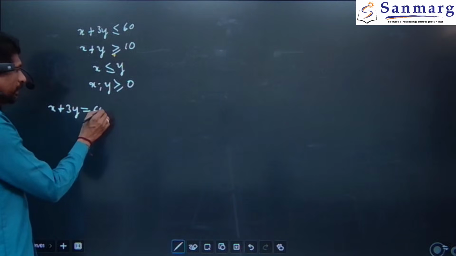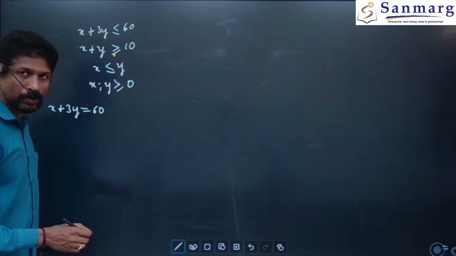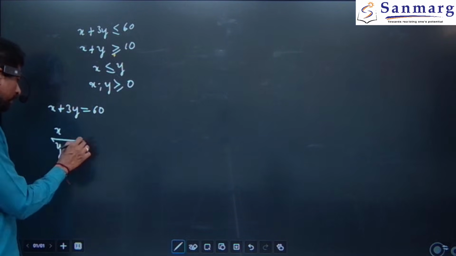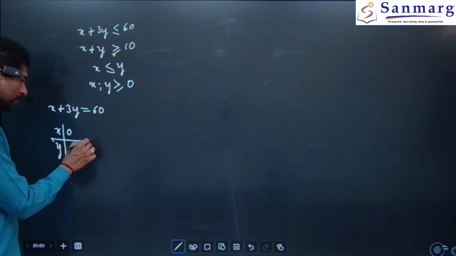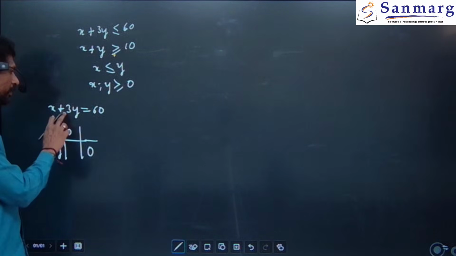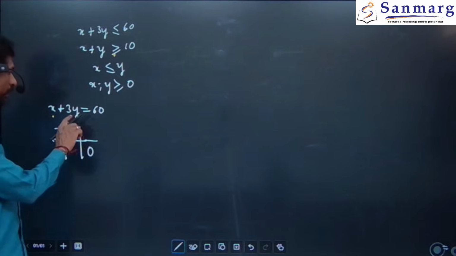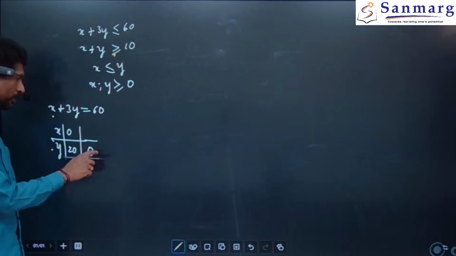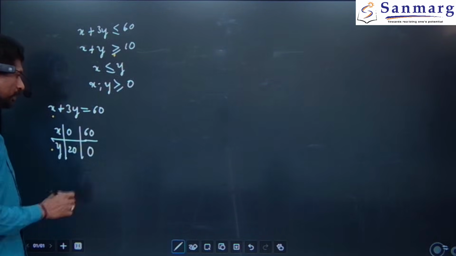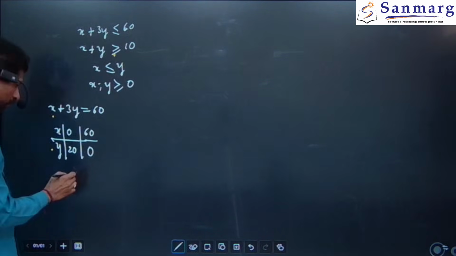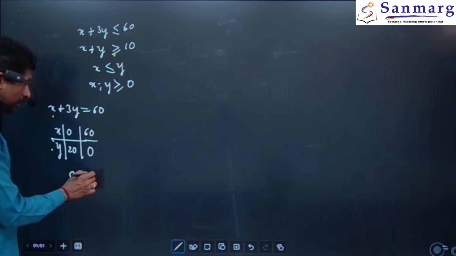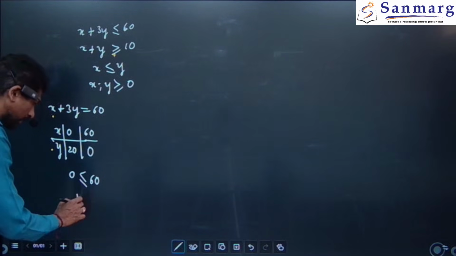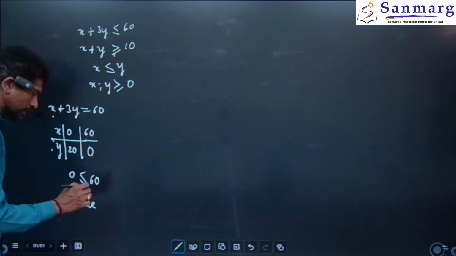Then find the intersecting points on the axes: where x is 0 you find y, and where y is 0 you find x. First, if x is 0, 3y becomes 60, so y becomes 20. Next, if y is 0, x becomes 60. If both are 0, then 0 is less than or equal to 60, so the inequality is true.